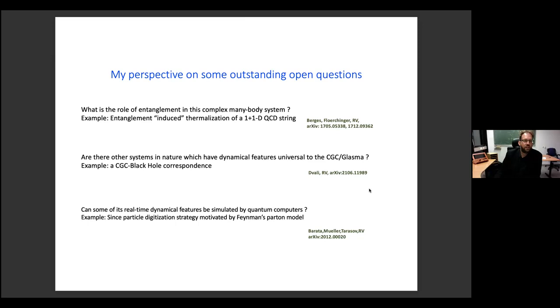Hi, thanks very much for the talk. Would you mind clarifying, I might have missed this, how AdS/CFD is the wrong theory, but you still use that?